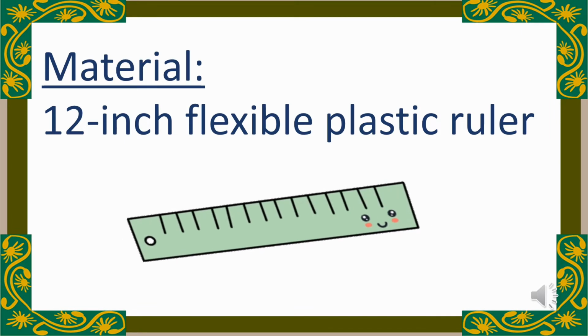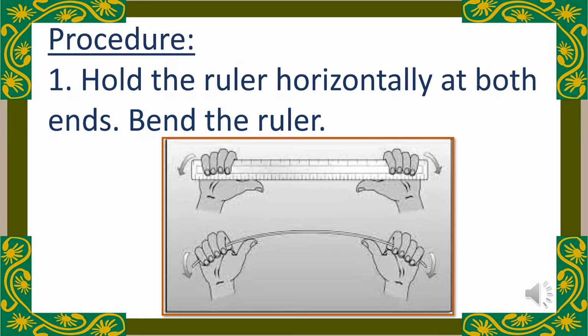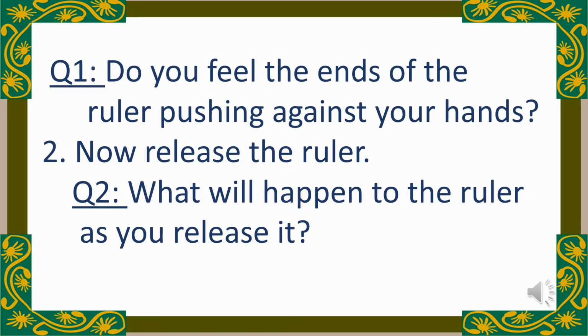Material: 12-inch flexible plastic ruler. Procedure: first, hold the ruler horizontally at both ends. Then, bend the ruler. Question 1. Do you feel the ends of the ruler pushing against your hands? Now you can release the ruler. Question 2. What will happen to the ruler as you release it?